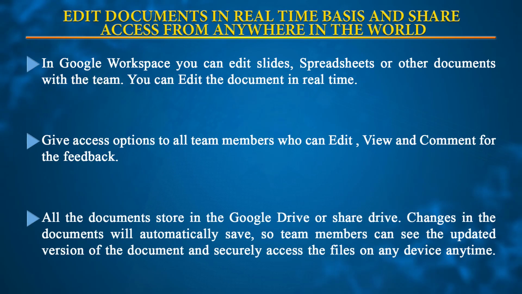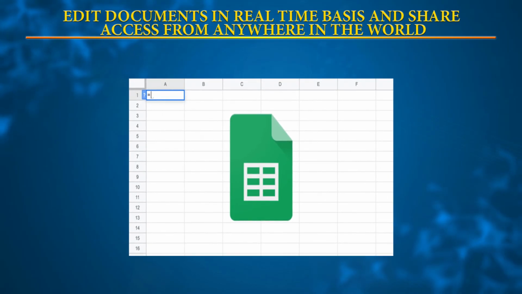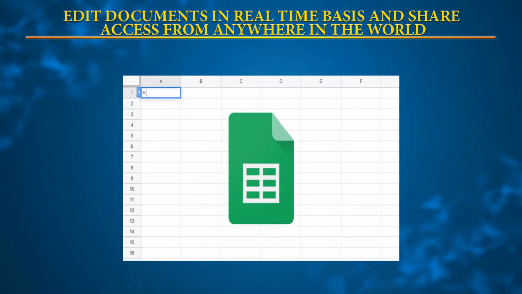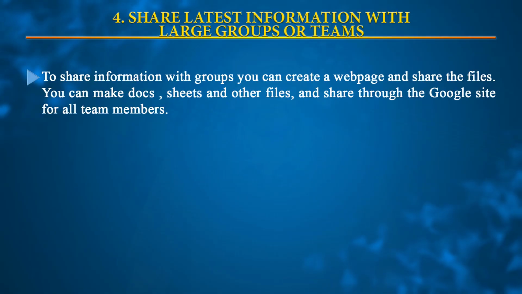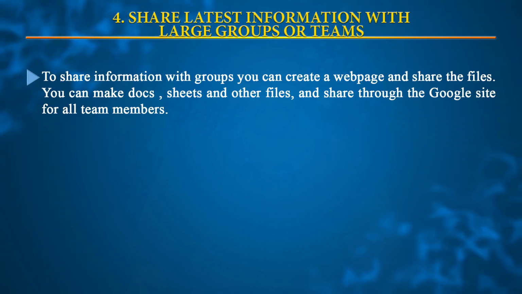For all the documents stored in Google Drive or a shared drive, changes will automatically save. So team members can see the updated versions of the documents and securely access the file on any device, anytime. And this is the way Google Spreadsheets can work. So share the latest information with a large group of teams. To share information with groups, you can create a web page and share the files. You can make docs, sheets, and other files and share them through Google Sites for all team members.